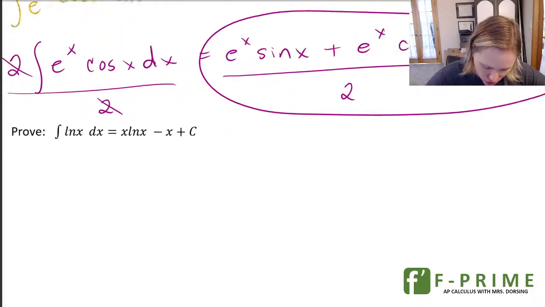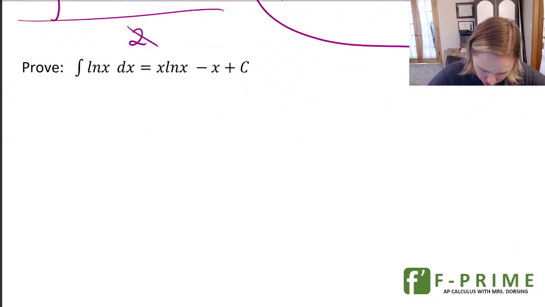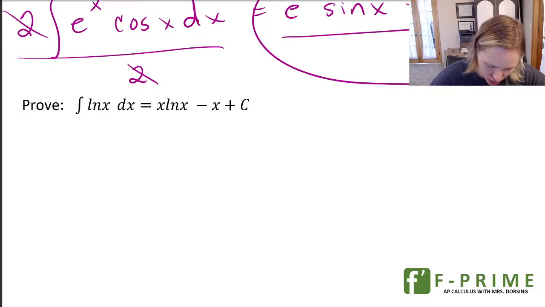So, let's do one more here. We're going to prove this. Actually, this is not one more. We're going to do a couple more. But we're going to prove that the natural log of x, its integral, its antiderivative is x ln x minus x plus c. So throughout the process here, I've given you this antiderivative on a formula sheet. If you're a student in my class, it's on our formula sheet that we use. But here, let me show you where it comes from.